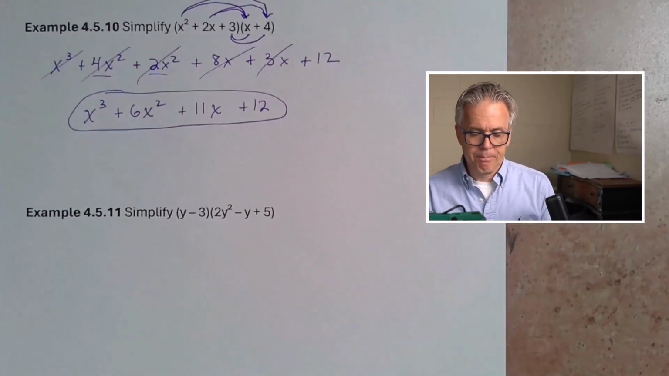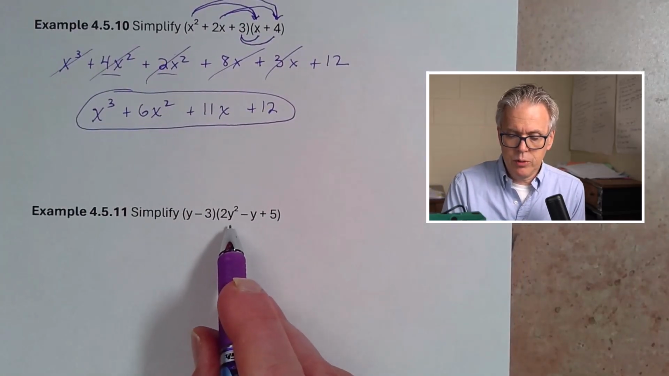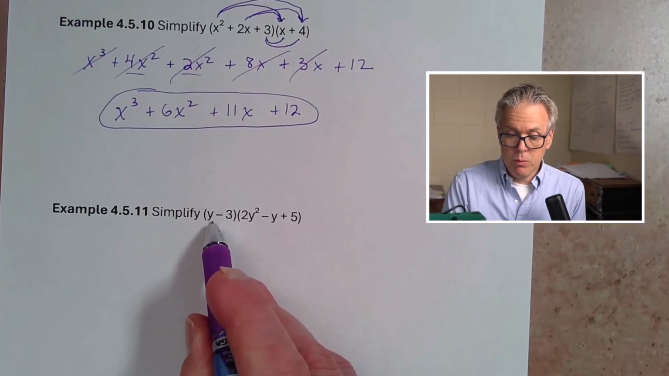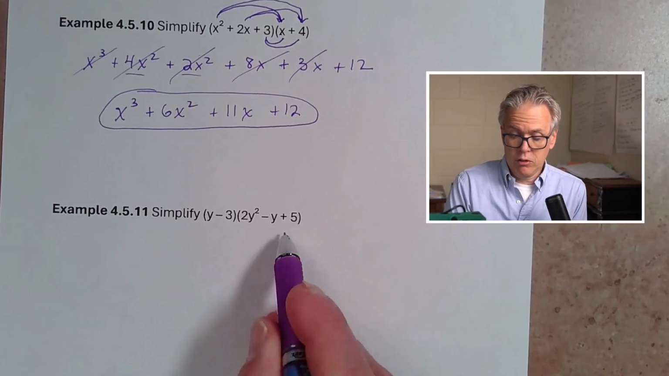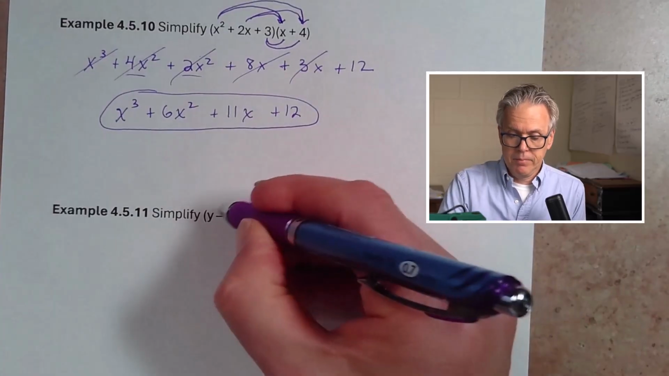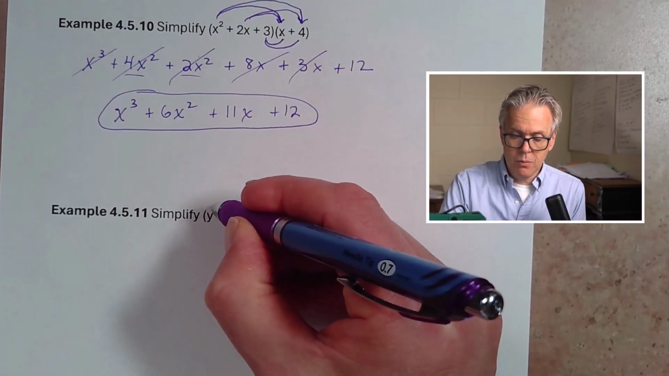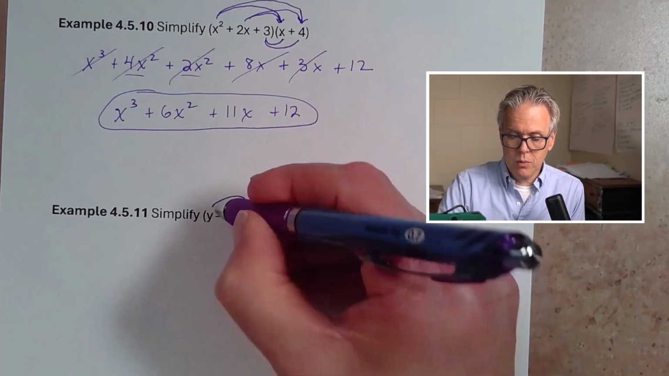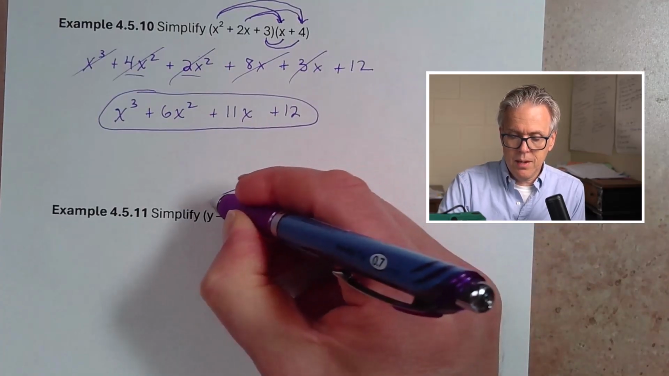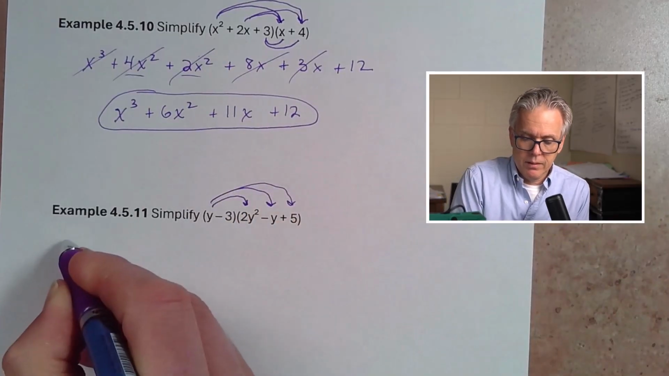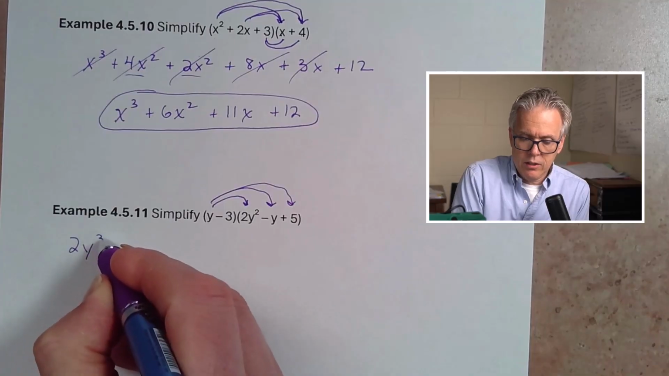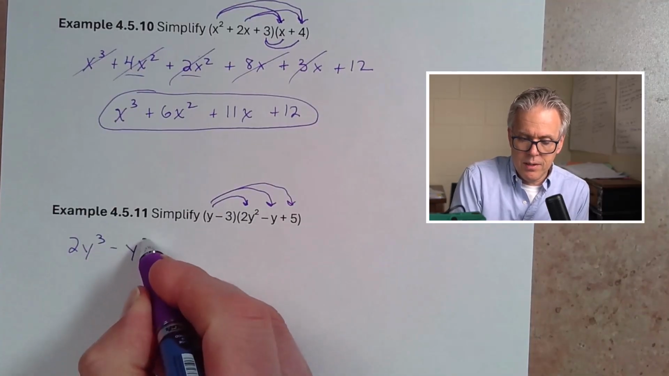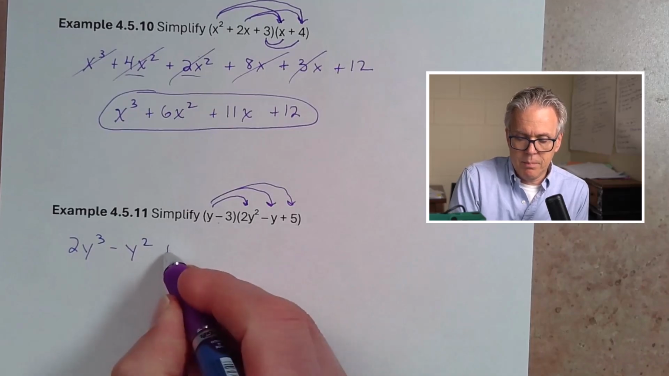And then plus 12. Next one. So y minus 3 times 2y squared minus y plus 5. Does not matter that we're multiplying in a different order. We have a binomial to the trinomial. Doesn't matter at all. Just take this term here. I'm going to take the y times each of these. So y times 2y squared, and then y times a minus y, and then y times 5. So that'll be 2y cubed. Then y times a minus y is a minus y squared. y times 5 is a plus 5y.